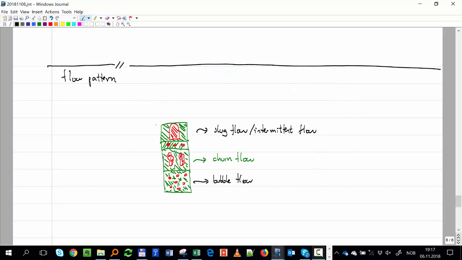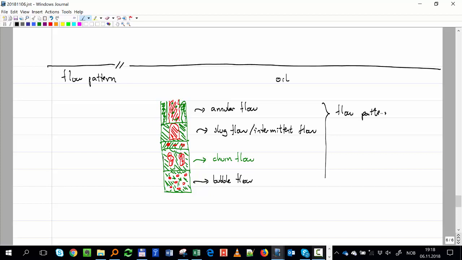What happens if I continue increasing the amount of gas? Liquid starts to accumulate only on the walls, and then I have a nucleus of gas in the center, where I have these droplets of liquid. How do I call that pattern, that flow configuration? Annular flow. And that's what you find when you have an oil well.